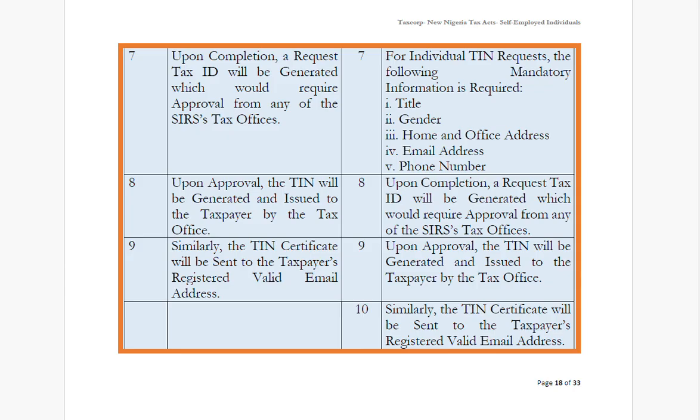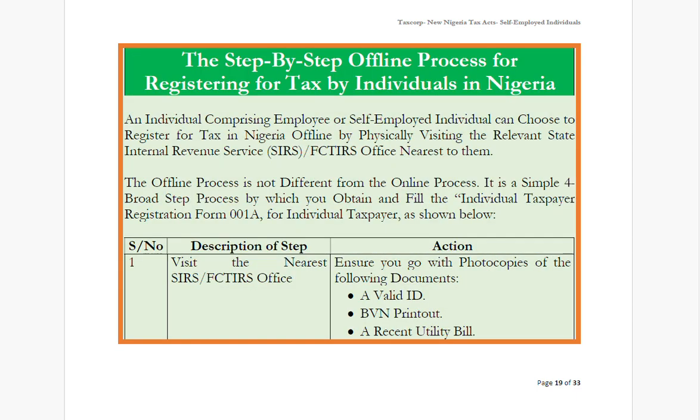So this is for when you use the Joint Revenue Board website or portal to register for your tax. But if you use the subnational, the State Internal Revenue Service or FCTIRS, like I said earlier, you will do the same thing, but when you start, at some point, it will redirect you to the Joint Revenue Board portal. The step-by-step offline process for registering for tax by individuals in Nigeria. What we just discussed was the online. Now you have the offline.